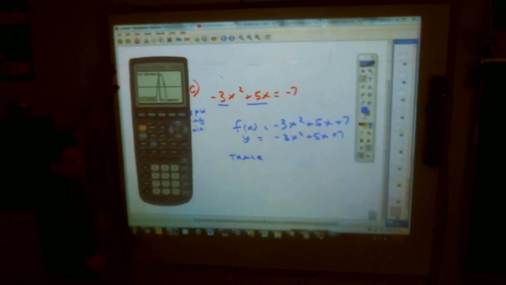Wait, did it do it? When I went to Y, I unclicked plot 1 and it worked. Alright, so I'm on my left boundary, I push enter. I then arrow over till I get to the other side, where it crosses that x-axis, I hit enter, that's my right boundary.